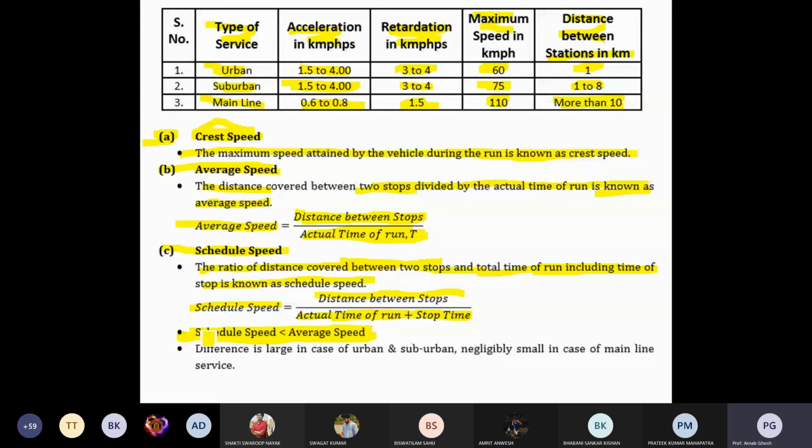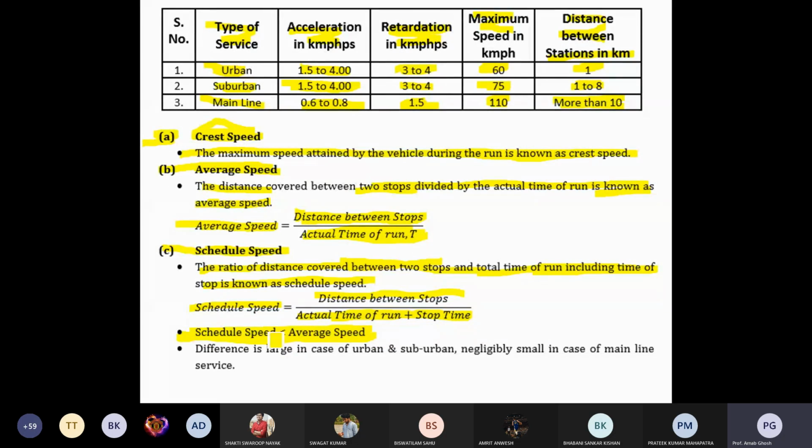What is your schedule speed? The denominator value is more compared to the denominator of your average speed. Definitely, a larger denominator means the value will be less than your average speed. That is the reason schedule speed is less than average speed: because of the denominator, and the numerator is the same in both cases.